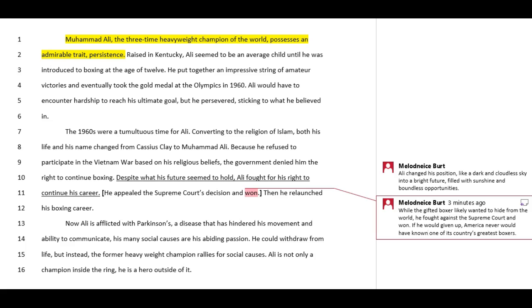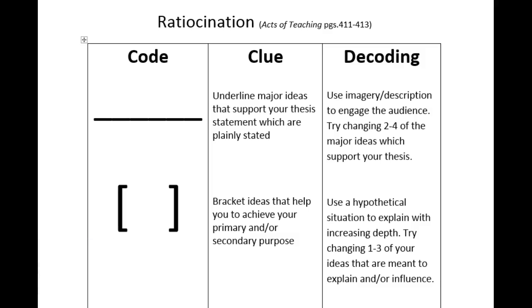Now we're ready to move toward the decode in order to list a strategy that we can use and set goals for making revisions when we are dealing with purpose. So for our decode, we would want to use a hypothetical situation to explain with increasing depth. That means either changing 1 to 3 of the ideas like I did, and or including information that is toward your purpose or toward supporting your purpose, which is to explain and or influence your audience.